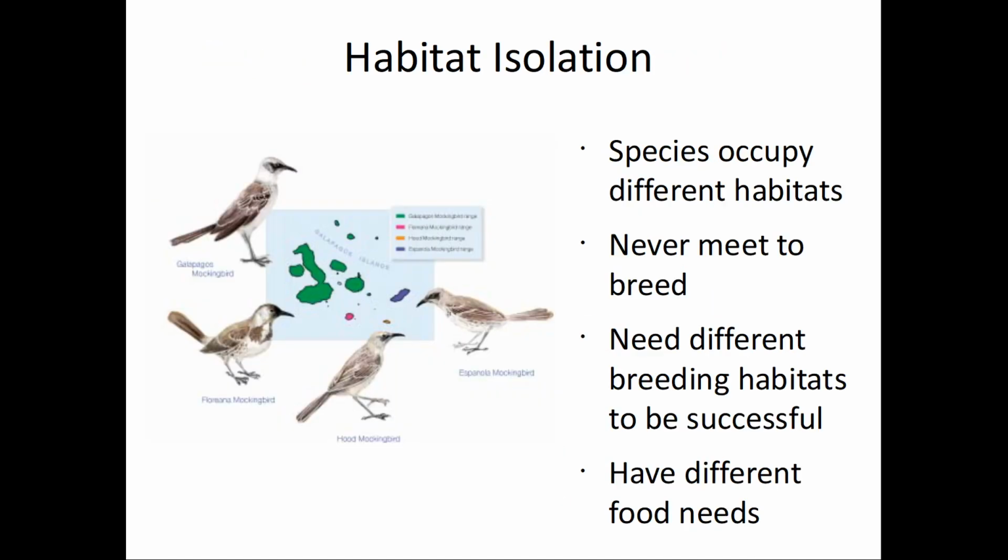All right. So, habitat isolation. Species occupy different habitats, never meet to breed. They need different breeding habitats to be successful, so they live in different areas, or they have different food needs. So basically, they're living in different places, or for whatever reason they can't survive in the same place together, they like different foods. But this leads to them being distinct, different breeding populations. They do not exchange genes.